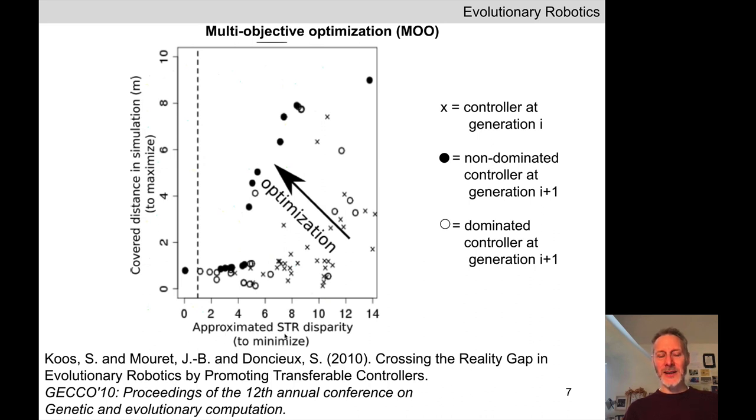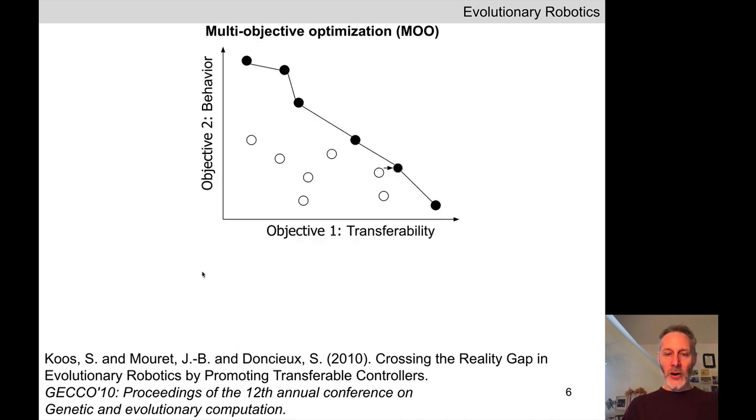On the horizontal axis here, they're plotting simulation to reality disparity, and we're trying to minimize that. So we're trying to minimize the gap, or the disparity, between the simulated robot's behavior and the real robot's behavior. Better controllers are further to the left. There's less disparity between the behavior of the simulated robot for that controller and the behavior of the physical robot using that controller.